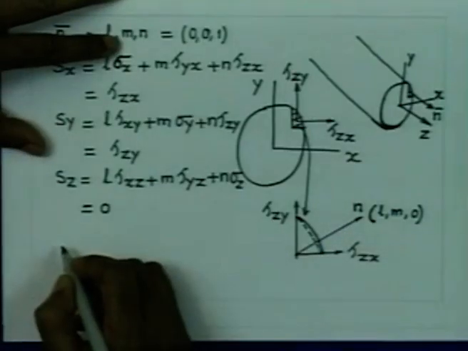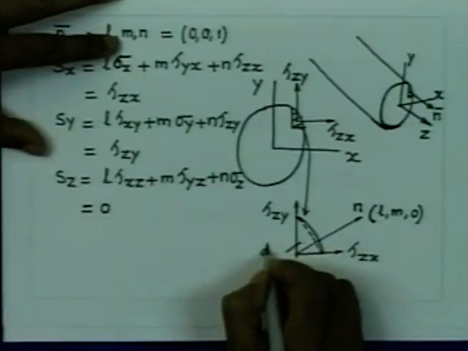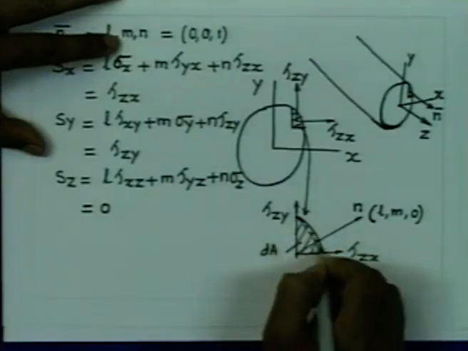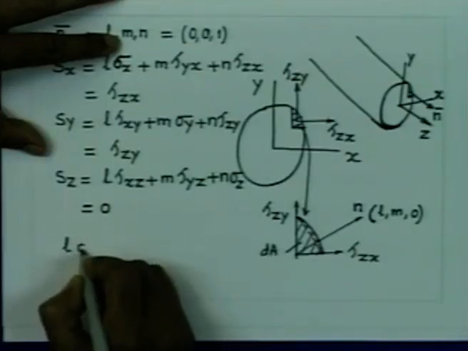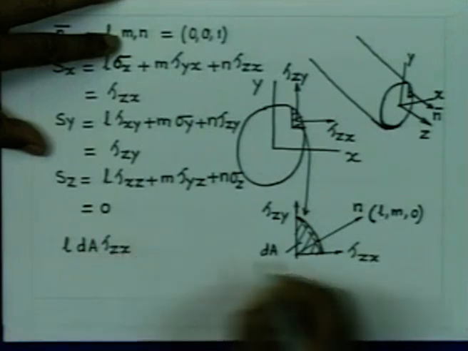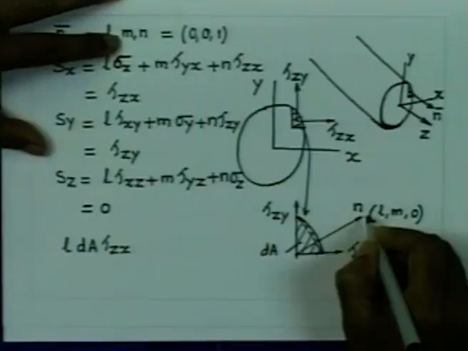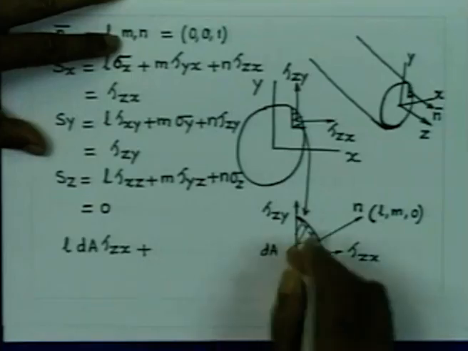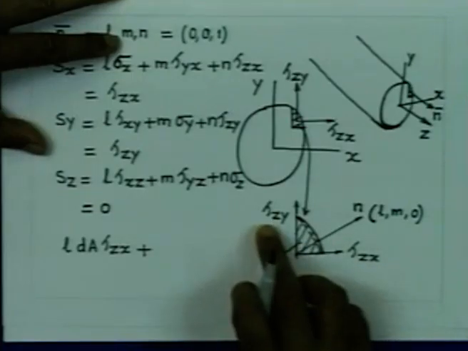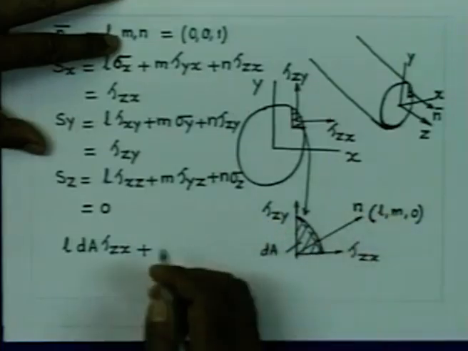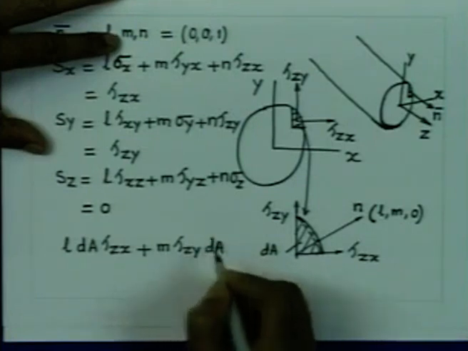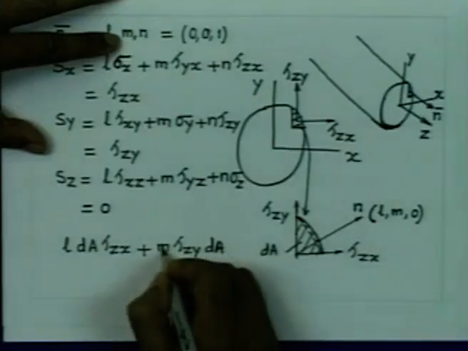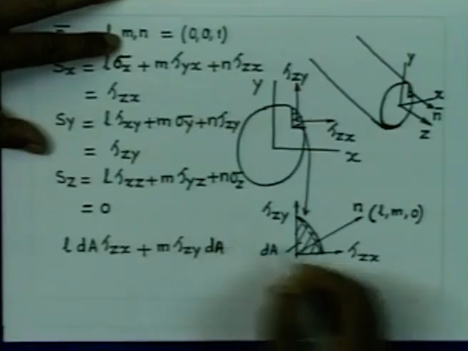Now, if I consider this whole area to be dA, then we can write L dA into tau zx. So, the component of this force due to zx in this direction is going to give us the component in this direction. Similarly, we consider the force due to tau zy and its component along this direction and sum it up. So, it is going to be m into tau zy into dA, and then of course, we will have these two components adding up together.